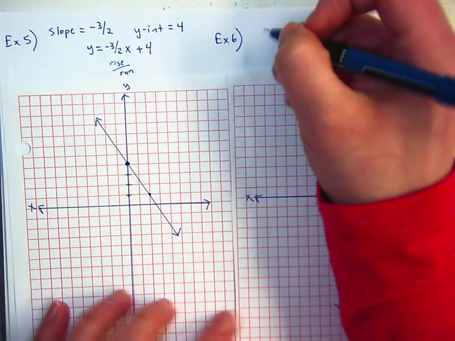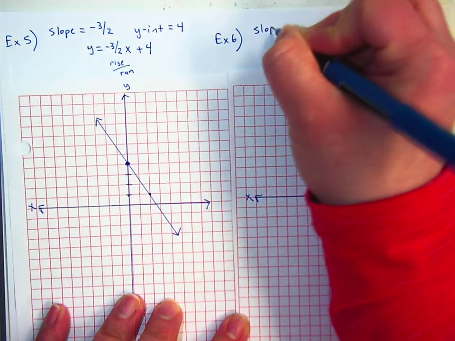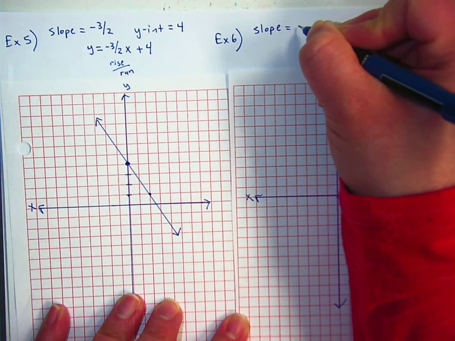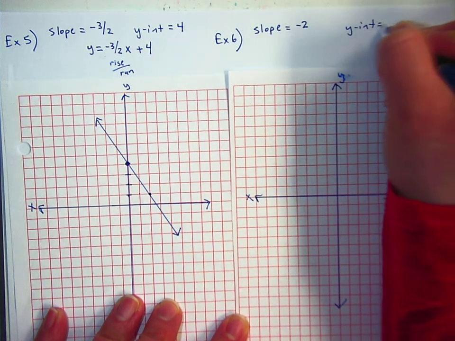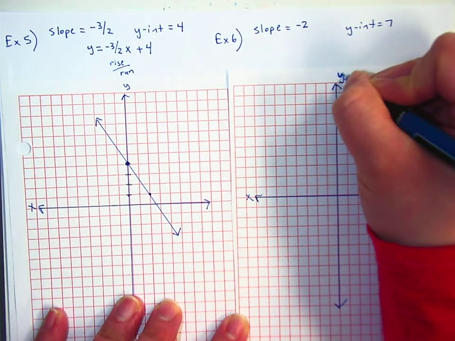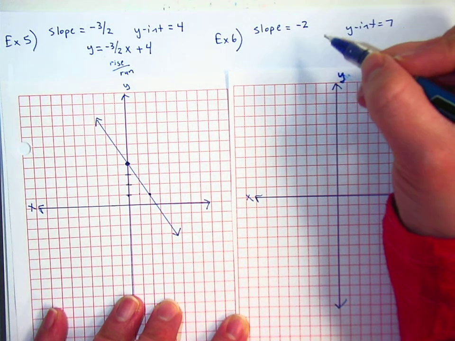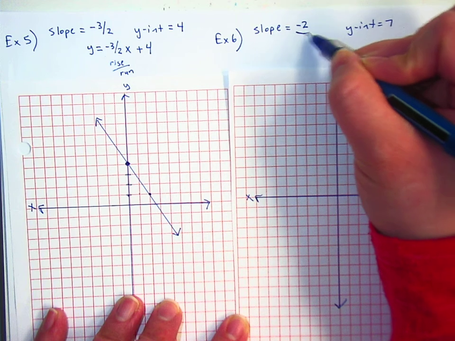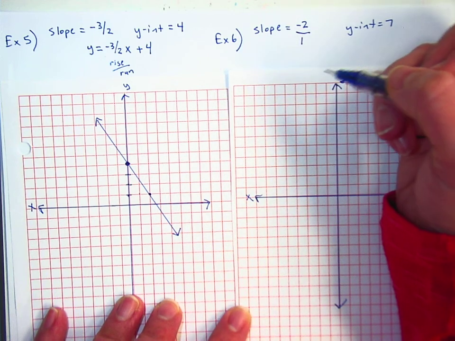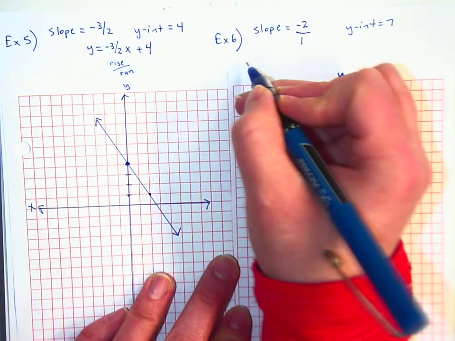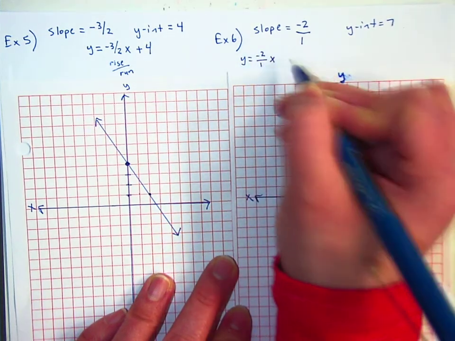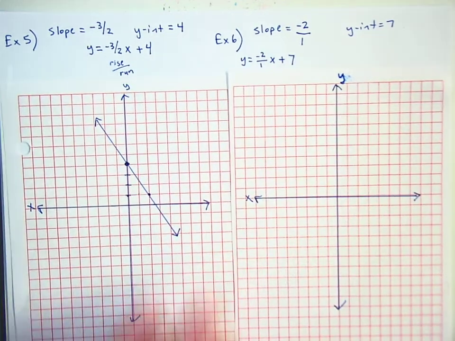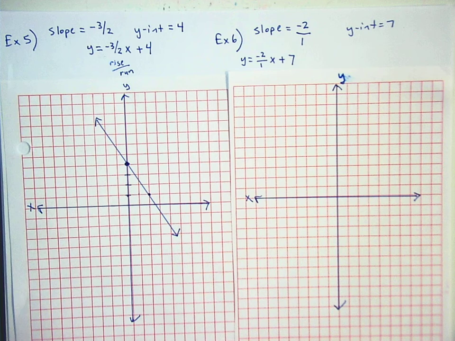All right, last problem we're doing today. You are going to graph one with a slope of negative 2 and a y-intercept of 7. Now, I want to remind you about something. Since you're used to thinking about rise over run, negative 2 can be written as negative 2 over 1. So don't forget that. I'm going to help you write right here that this is y equals negative 2 over 1 x plus 7. Okay, so go ahead and pause the video and try to graph it yourself.